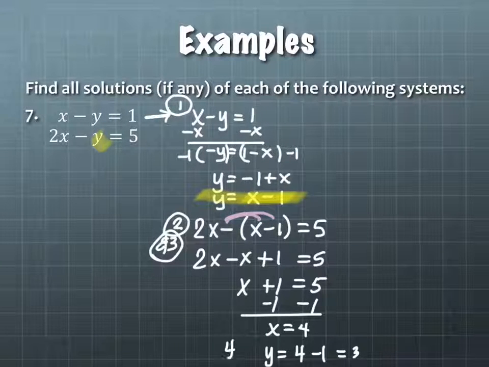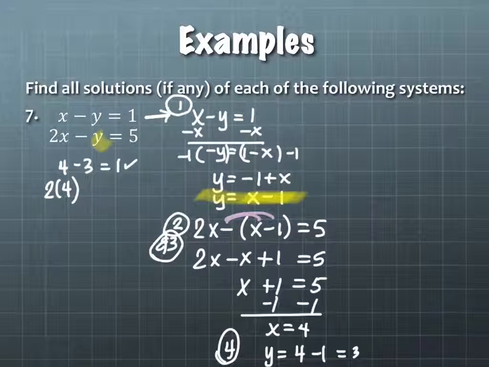So this is step 4. Step 5 would be to check and make sure that it really works, right? If I do 4 minus 3, do I get 1? Yeah. If I do 2 times 4 minus, again, 3, do I get 5? Yeah. So these equations were straight enough that you probably could just do it really quick in your head.